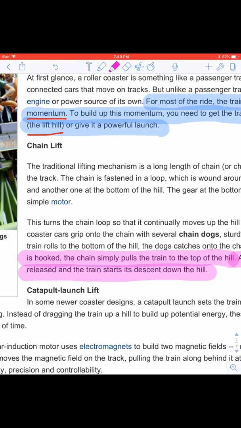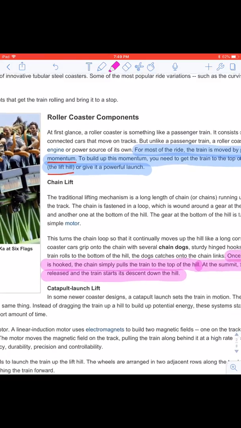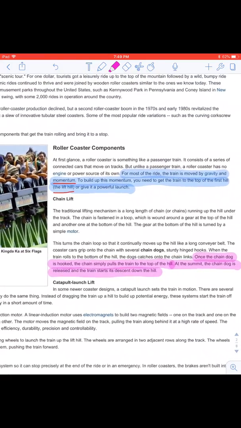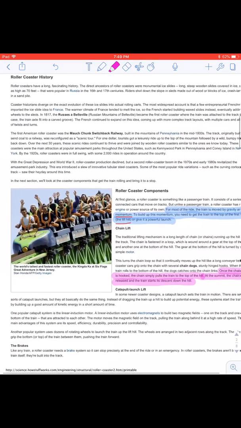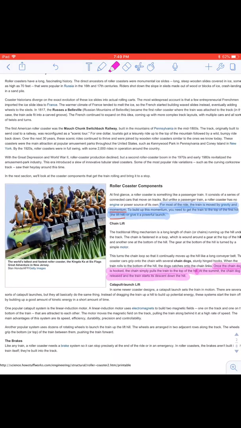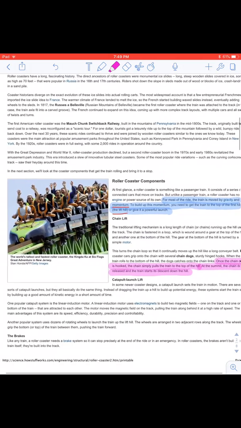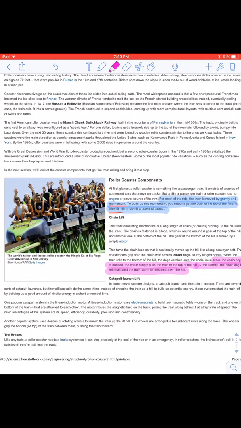In some newer coaster designs, a catapult launch sets the train in motion. There are several sorts of catapult launches, but they all basically do the same thing. Instead of dragging the train up a hill to build up potential energy, these systems start the train off by building up a good amount of kinetic energy in a short amount of time.